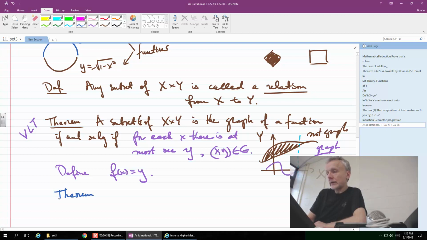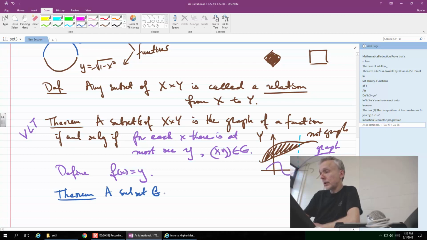So let's look once again at a subset G of x cross y that is the graph of, but not any function. How about a function that is one-to-one?